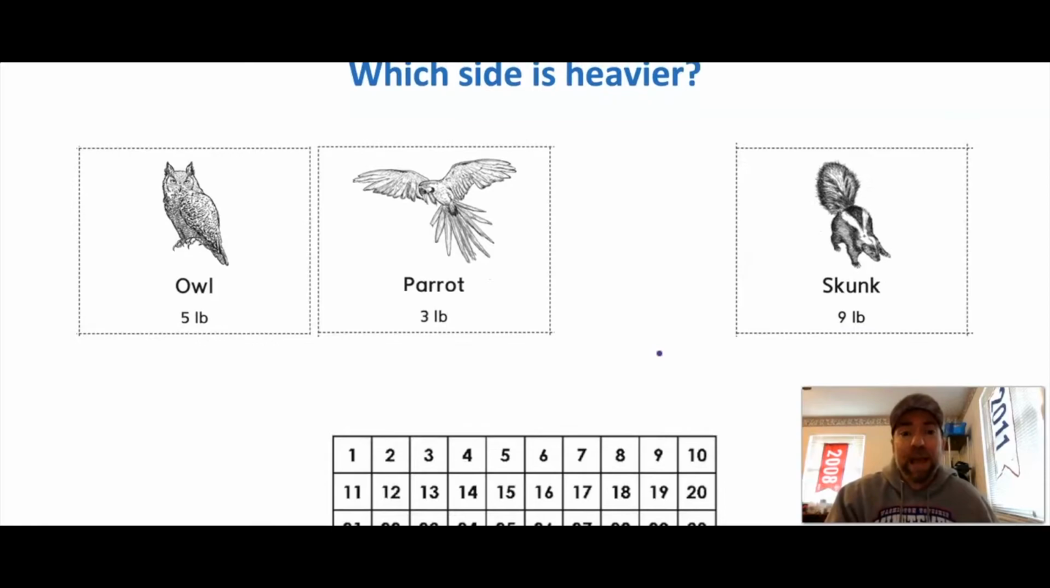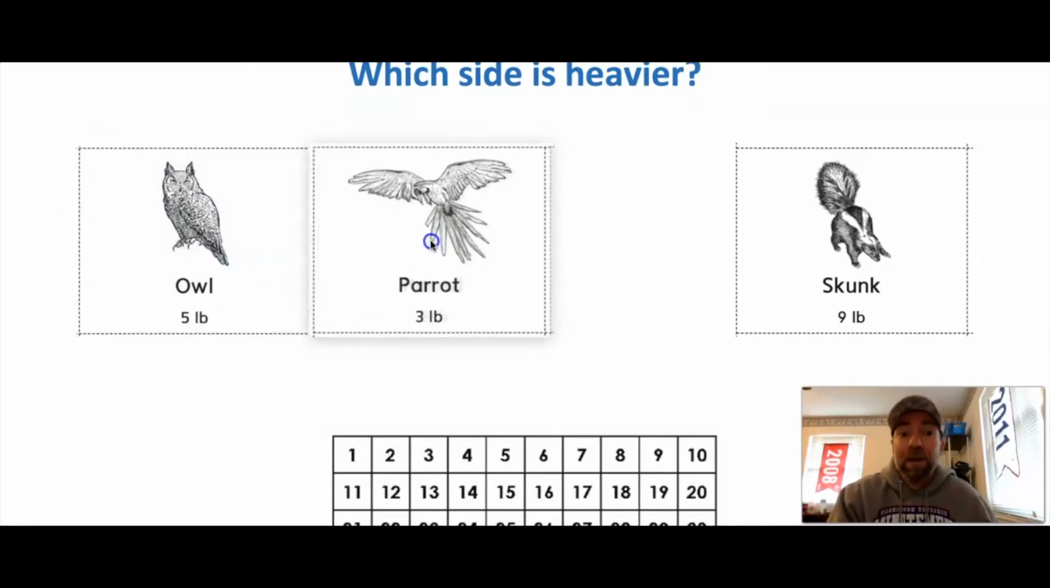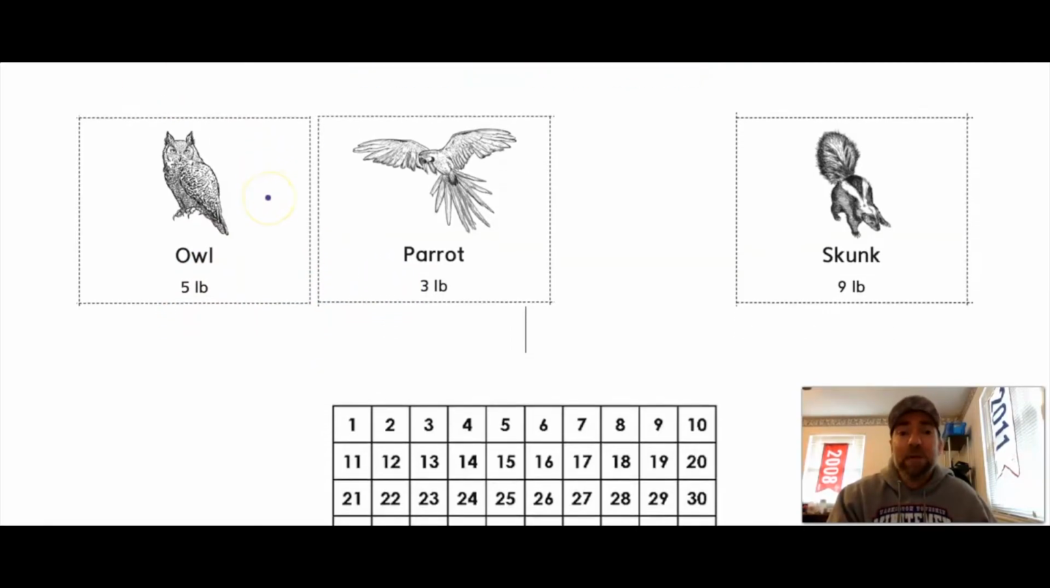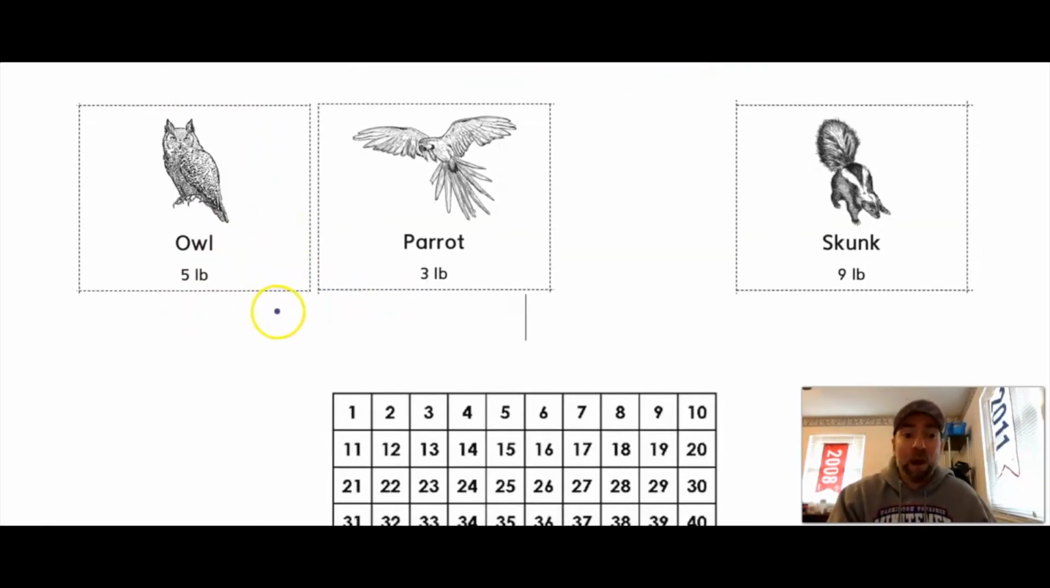The first thing we have to do is we have to find the total of our 2 animals on this side. So we have 5 and 3. Well, we know that in all is an addition problem. So I'm going to go and write down on my whiteboard or my number grid 5 plus 3 on one side.